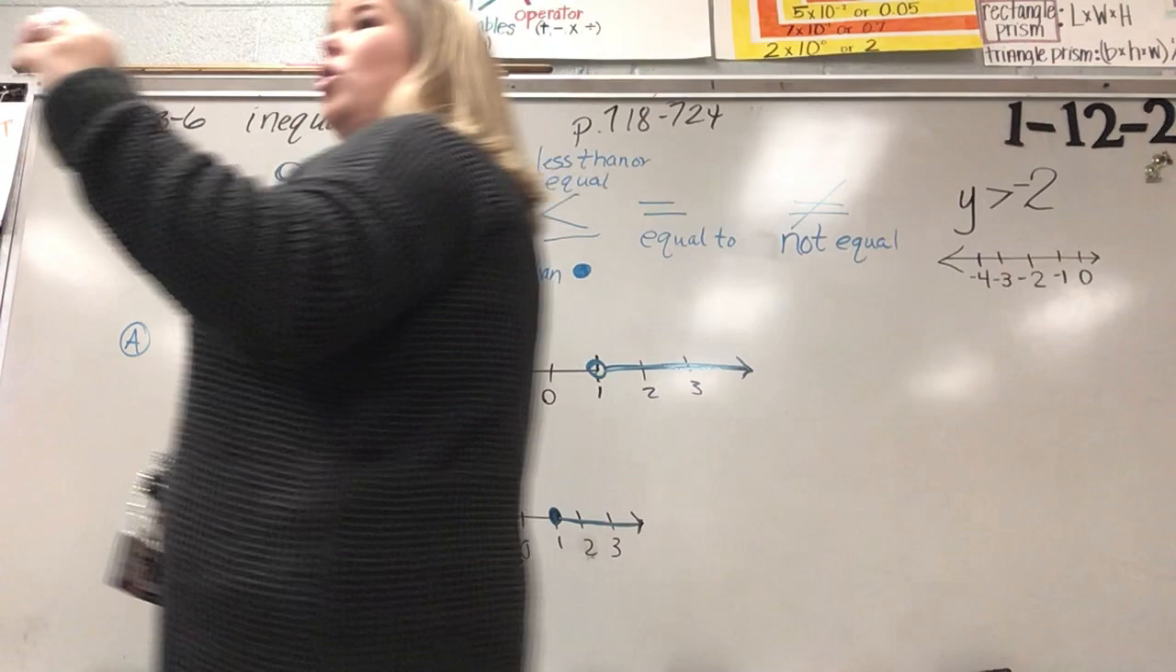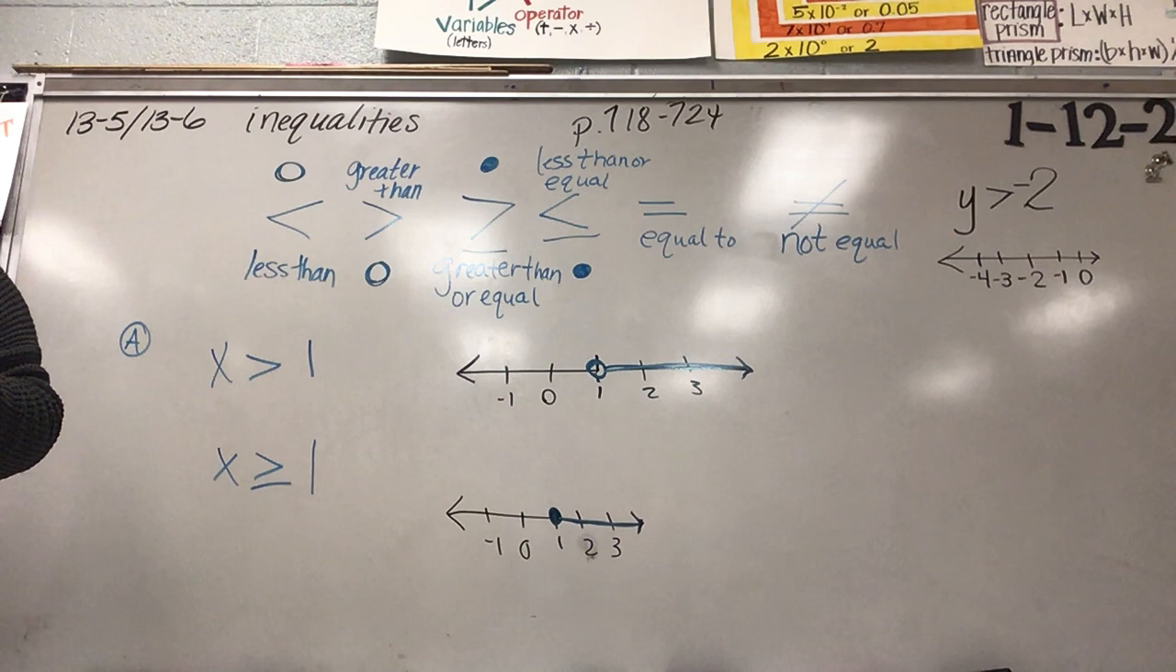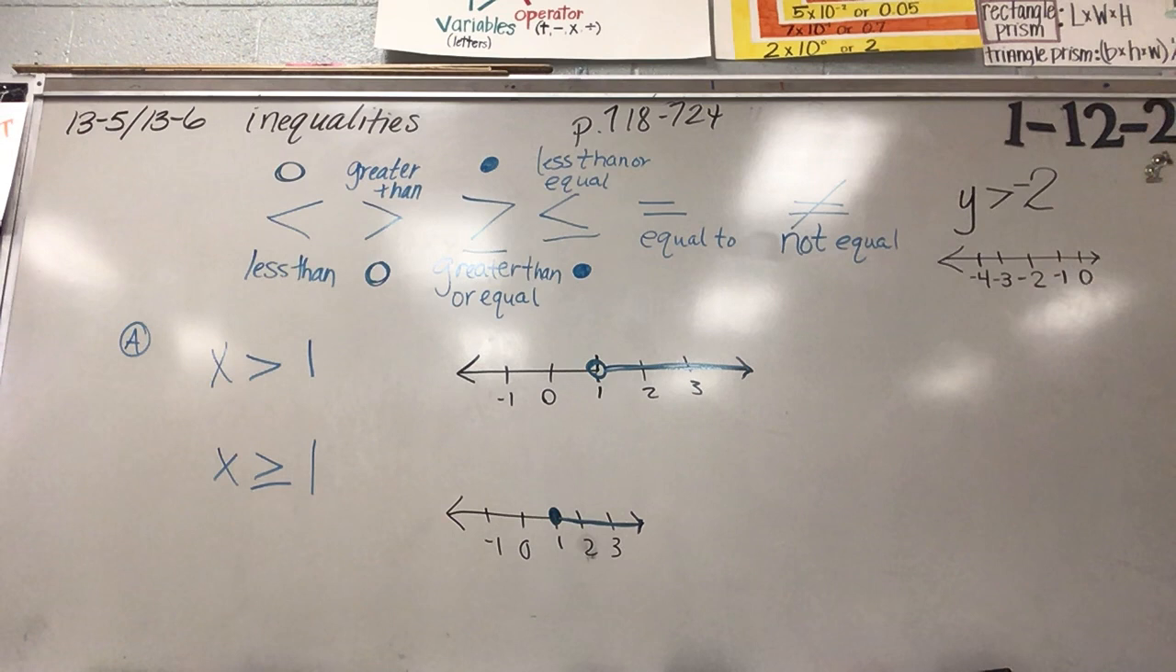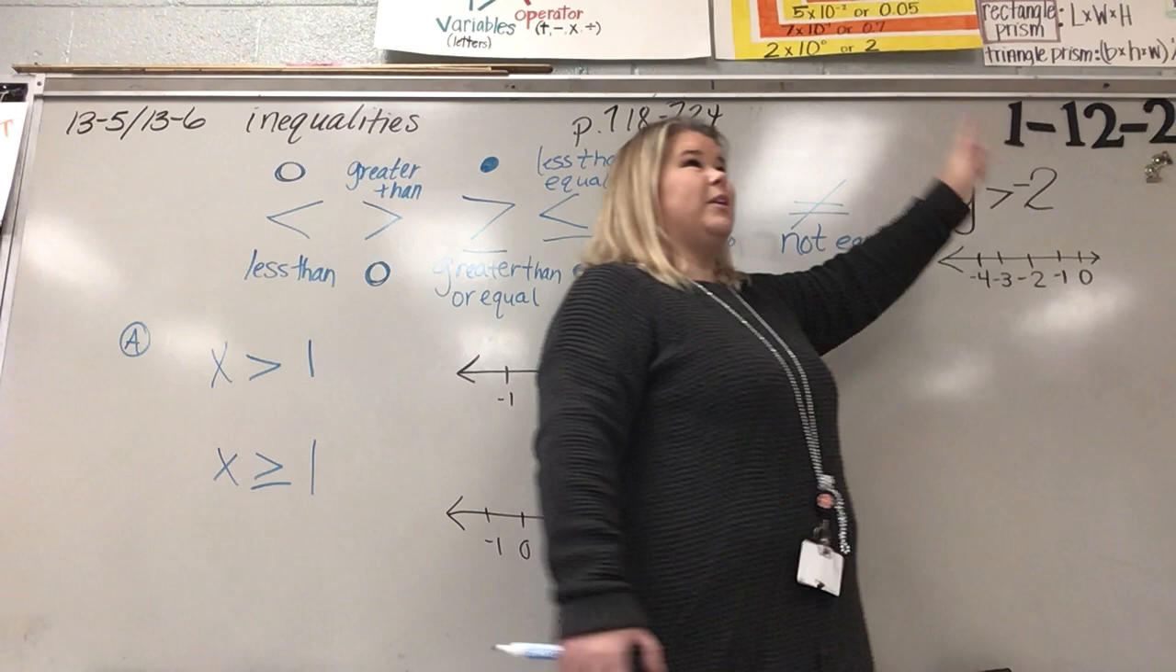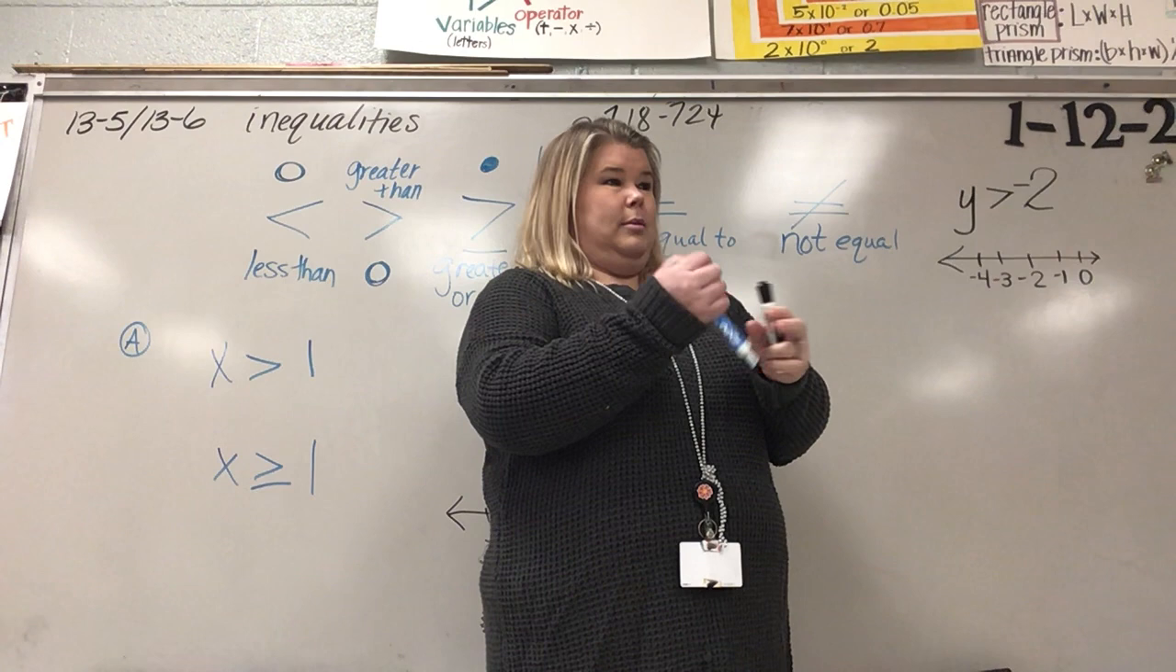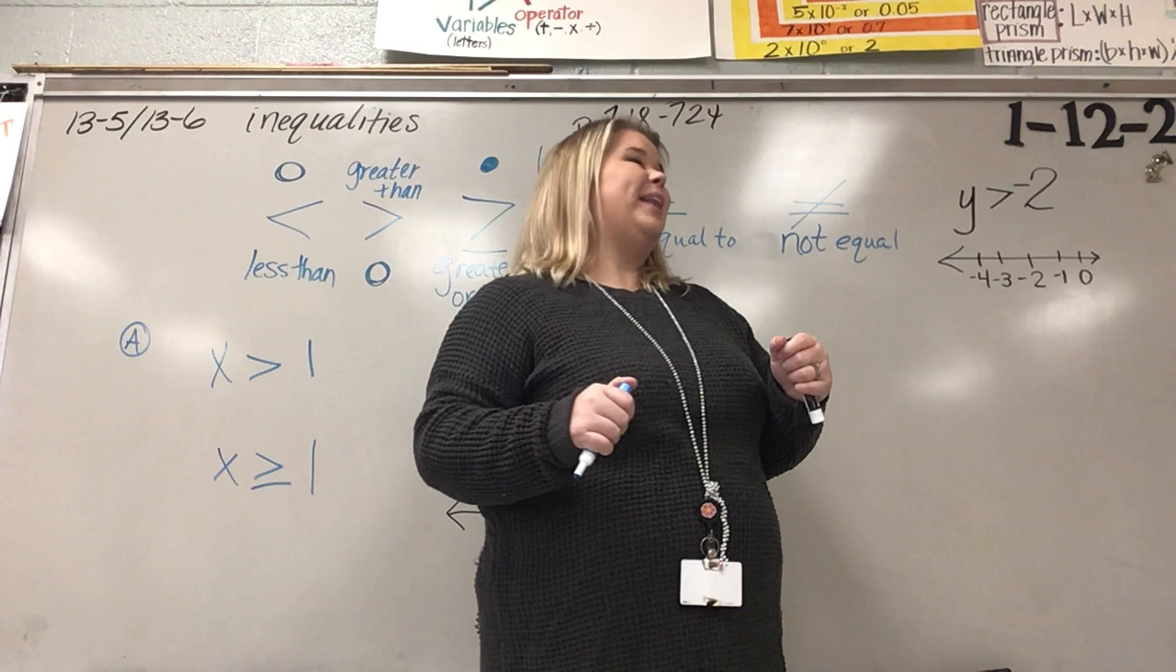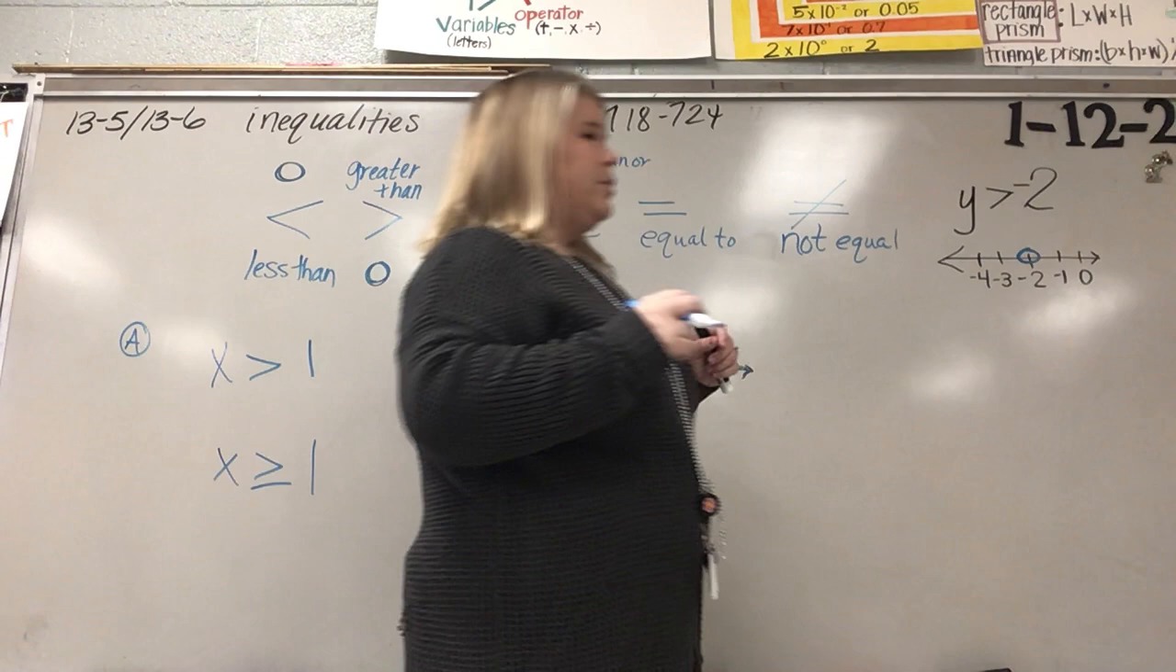What is your point going to be on that number line? I know what the answer is, but I don't know where I put it. Most of you are saying it's going to be a circle. It's going to be hollow, because it is not equal to. Yes, sir, I didn't realize you were saying hollow. I thought you were saying hello with a strong British accent. So it's an open circle over negative two.